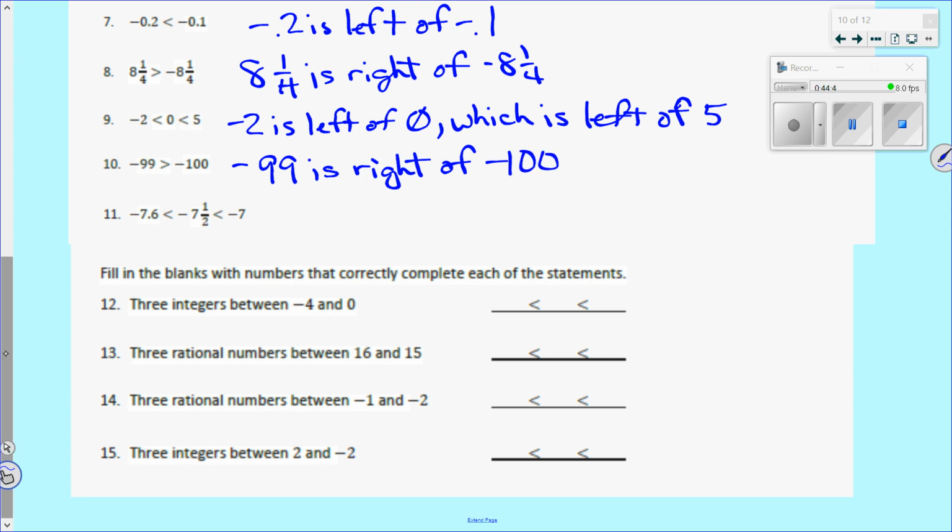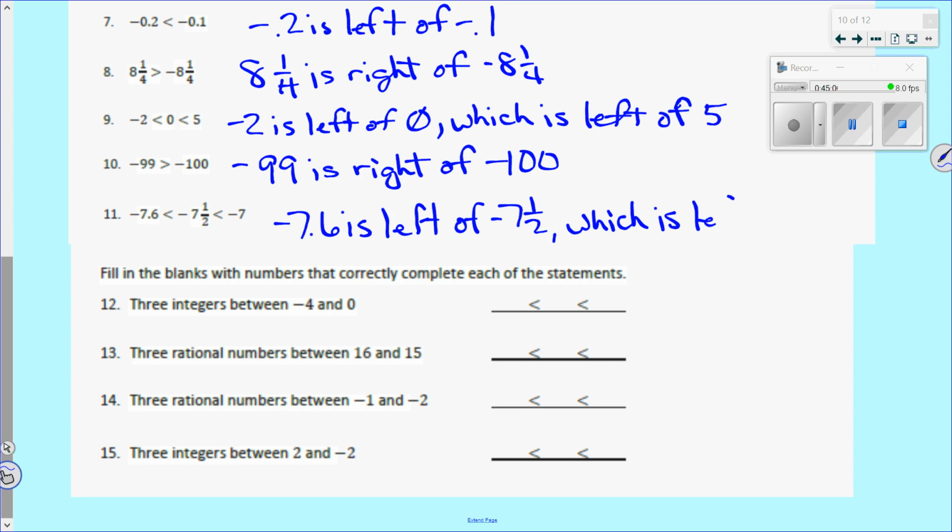And our last one, -7 and 6/10 is left of -7.5, which is left of -7. Are you guys understanding these problems? Does it make a little more sense once you see all this written out?